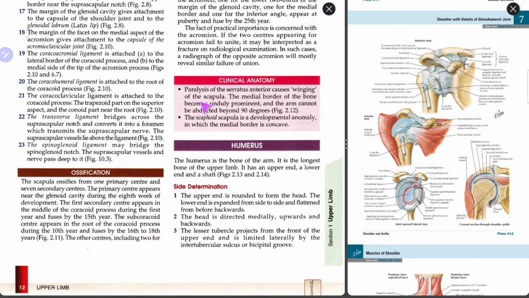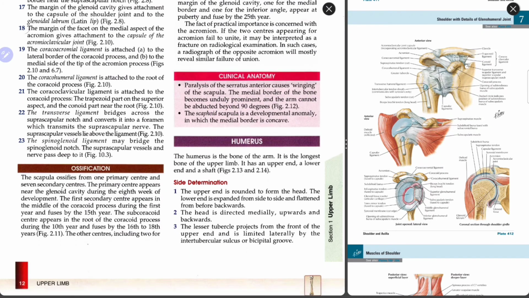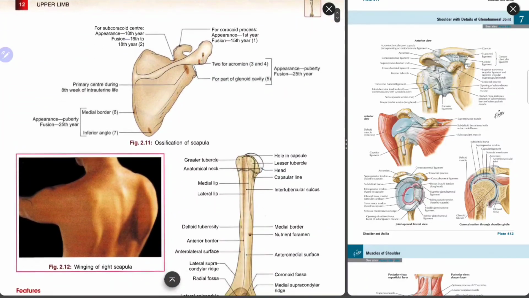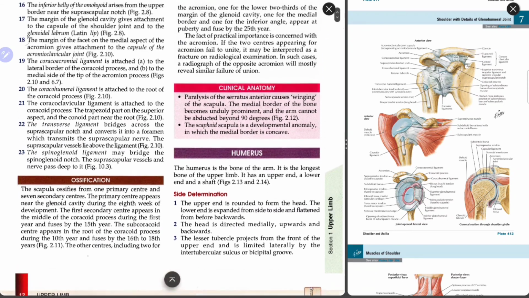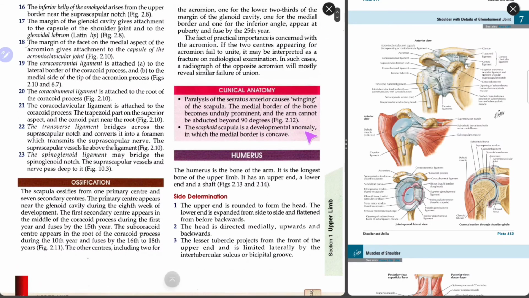Now, clinical anatomy. Paralysis of the serratus anterior causes winging of the scapula and the medial border becomes unduly prominent. This image shows winging of the right scapula and medial border unduly prominent. And the arm cannot be abducted beyond 90 degrees because the serratus anterior muscle helps us in overhead abduction. The scaphoid scapula is a developmental anomaly in which the medial border is concave.